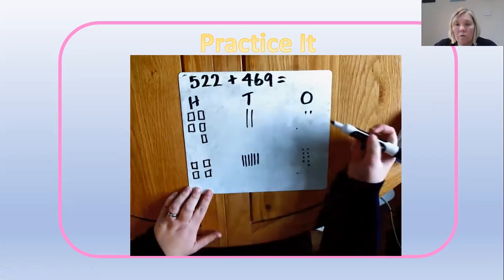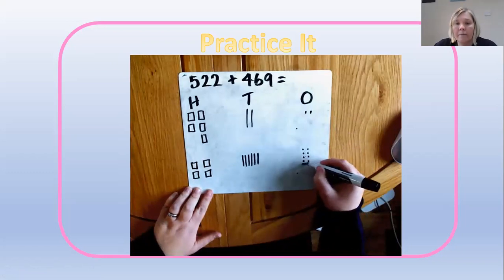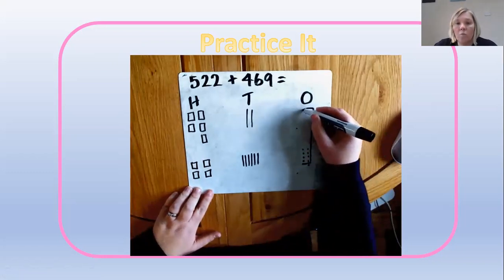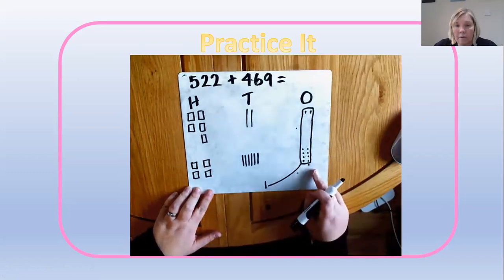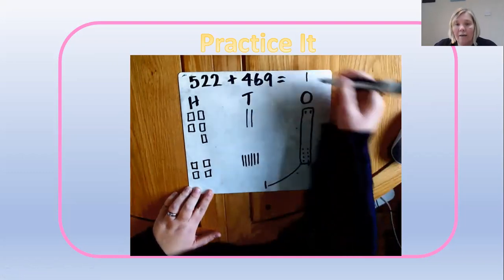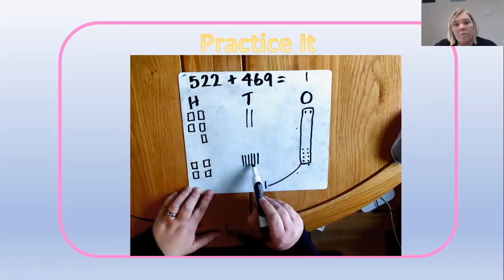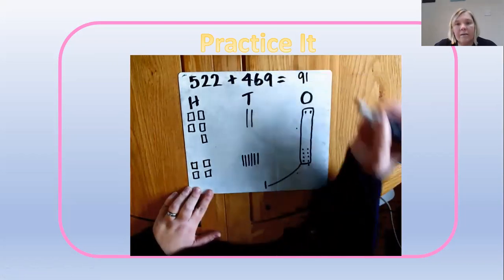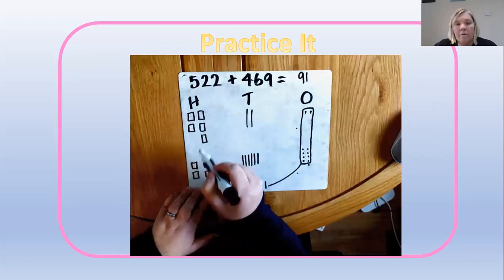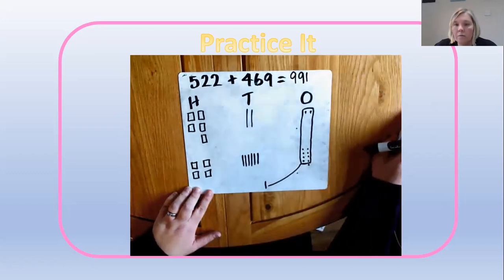So I count my ones. 1, 2, 3, 4, 5, 6, 7, 8, 9, 10. Stop there, Mrs. Pledger. You need to exchange that one group of 10 for 1 10. There we go. I've now only got 1 left in my ones column because everything else has been exchanged into the tens column. 2, 3, 4, 5, 6, 7, 8, and my 1 10 is 9 tens. And then I can count up my hundreds. 991. So you've got the pattern.